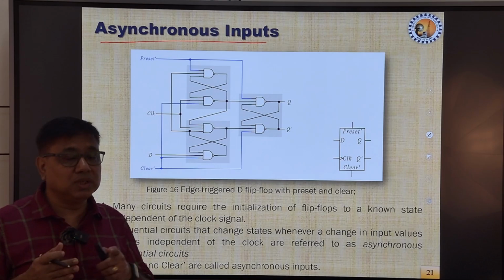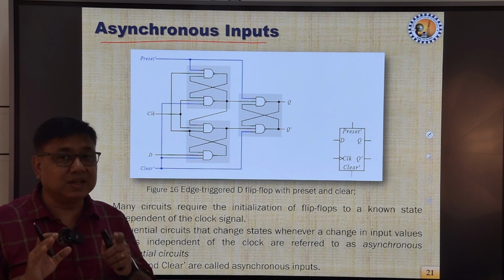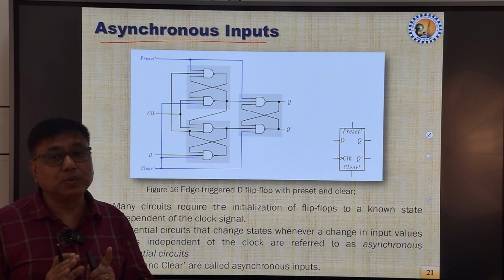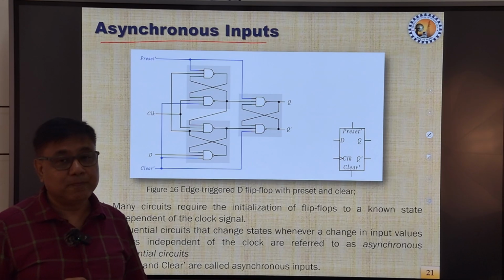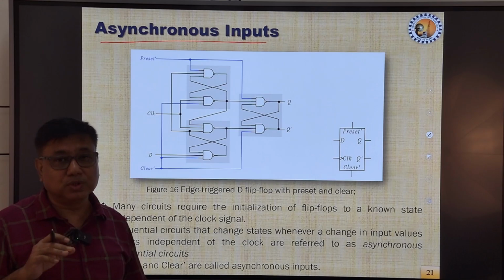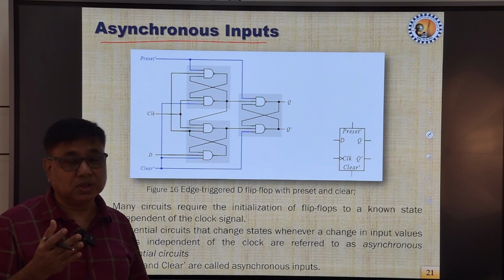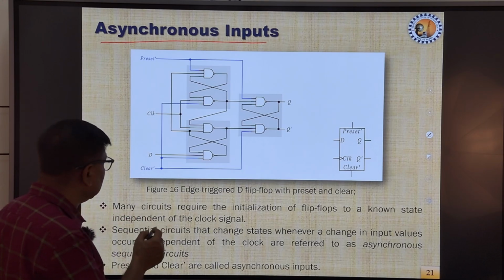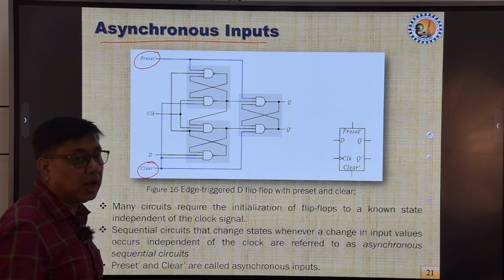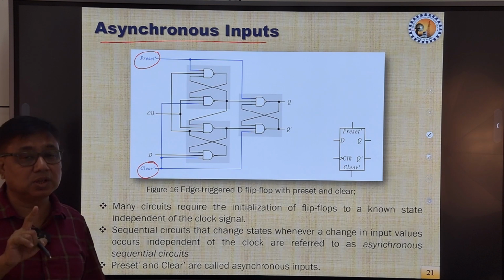So, before we start an operation, we have to ascertain that the output should be at 0 or should be at 1, and we should be able to dictate that. For that purpose, we need to keep provision for inputs which are not working with the clock, and they are called asynchronous inputs. Like here, preset and clear. These two are called asynchronous inputs, so they do not work in synchronization with the clock.